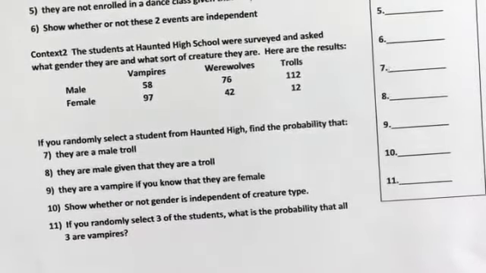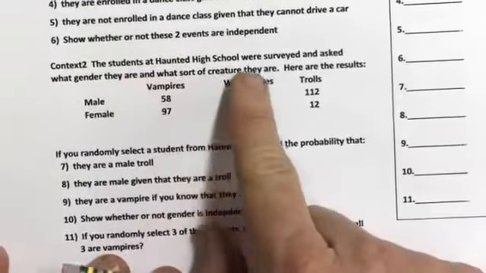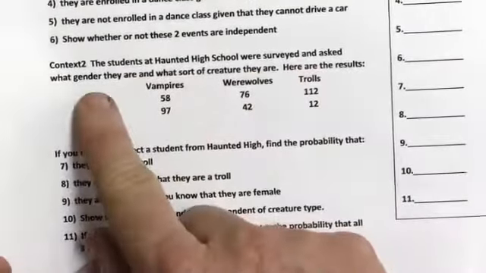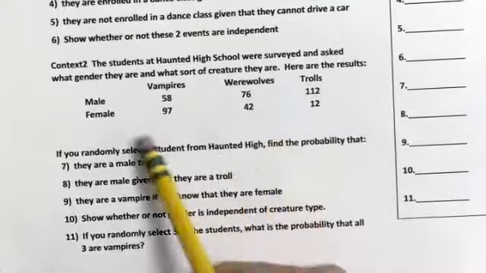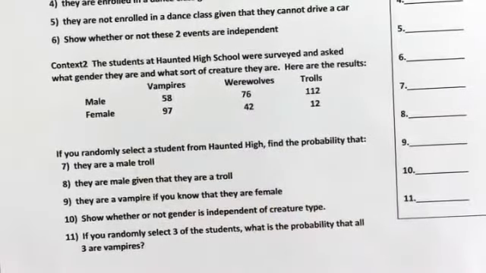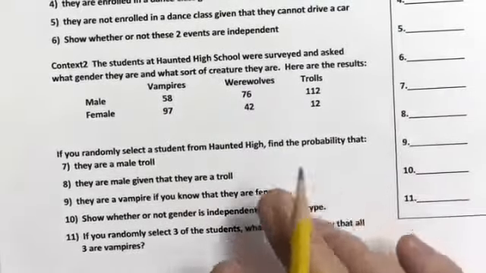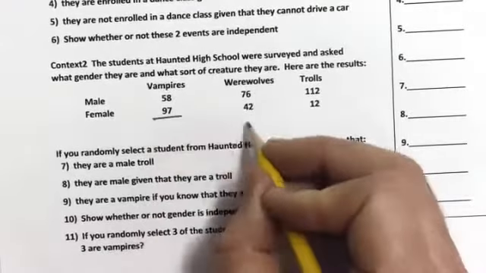All right, context 2 deals with a two-way table. So when you have a two-way table, this says the students at Haunted High were surveyed and asked what gender they were and what sort of creature they are. And here are the results. So you've got vampires, werewolves, and trolls, and you've got males and females. The first thing is to come up with the marginal distributions. In other words, add up the columns, add up the rows.